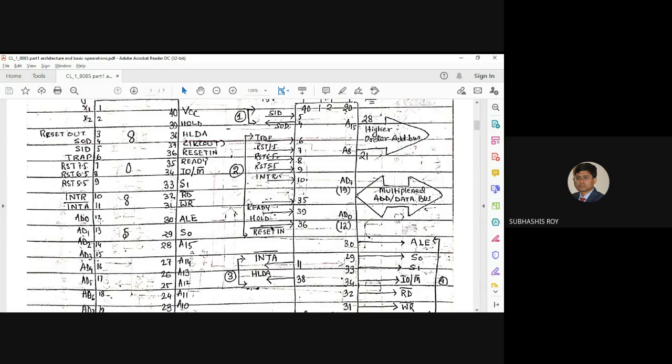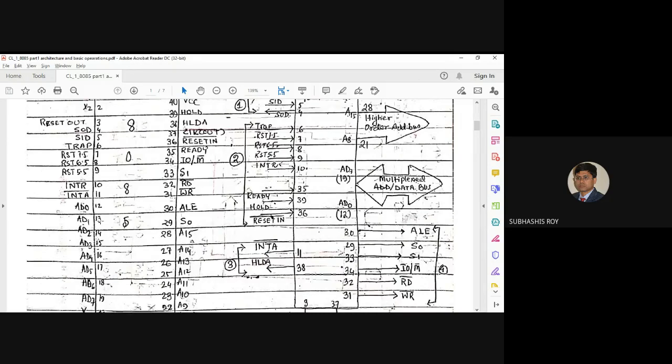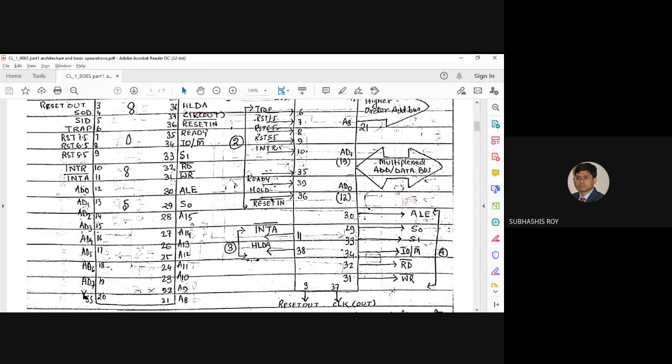Then pin number 12 to pin number 19. Here you can see that it is written as AD0, AD1, AD2, AD3, AD4, AD5, AD6, AD7. Basically AD means A for address, D for data. So address and data, these two things are there for pin number 12 to pin number 19. You can say that pins 12 to 19 are multiple-use pins, because each can be used as an address pin as well as a data pin. So basically these are the multiplexed pins. It is also known as the lower order address bus multiplexed with the data bus.